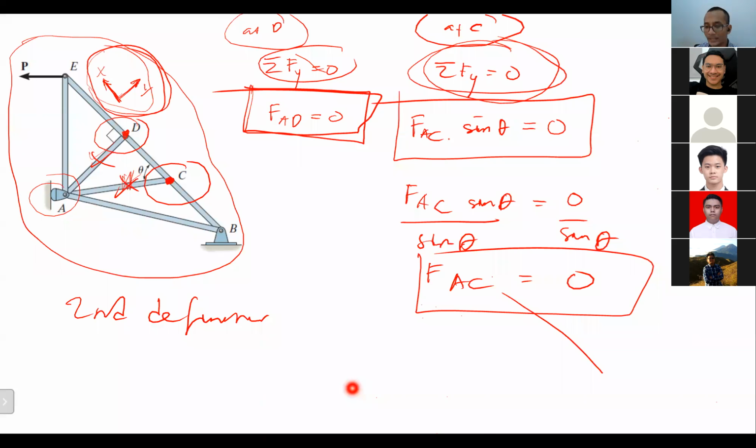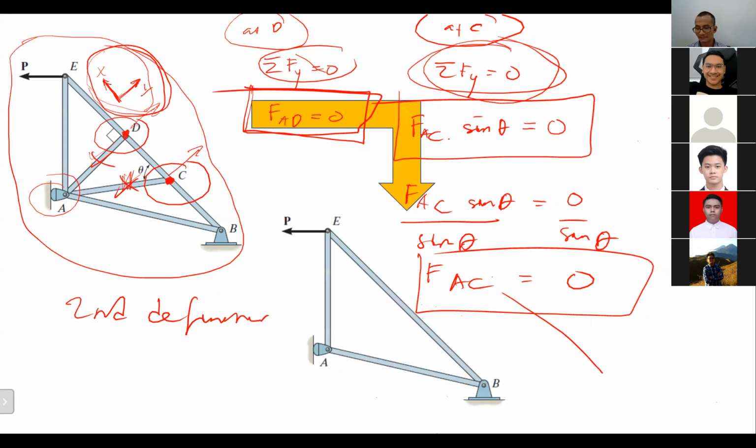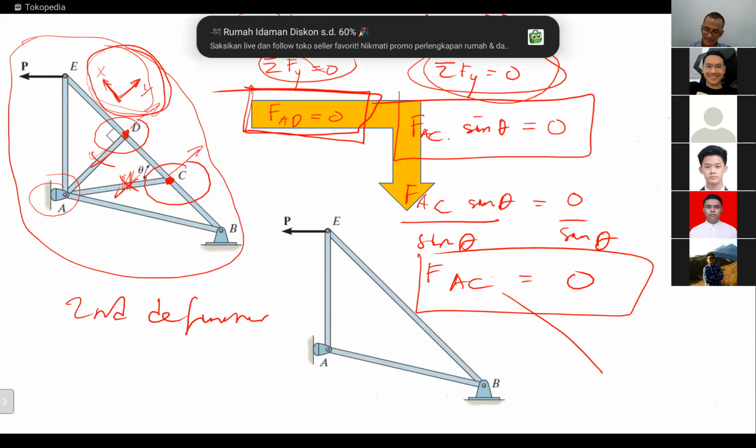And remember, those only apply when there are no external forces at joint D and joint C. If there is an external force like this, for example, AC will be a non-zero member. The same as this: if there is an external force like this at point B, then AD will be a non-zero member as well. Do you get it, guys? So basically, if you want to simplify it, we can simplify it like this.